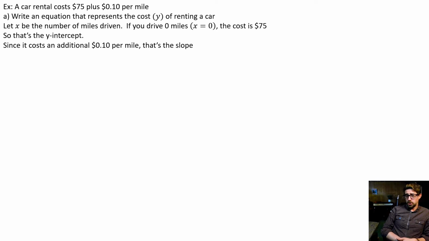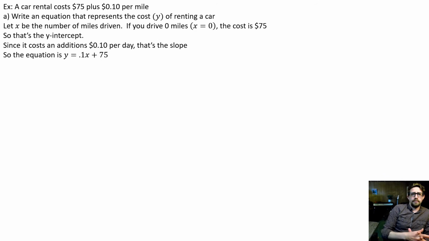Since it costs an additional 10 cents per mile, that's the slope we already established. Okay, so now, knowing what we know about slope-intercept form, the easiest way to put this into an equation is just to use that. So it's going to be 0.1x, right? It's mx, so 0.1x or 0.10x, but the 0 doesn't do anything, plus the intercept, which is 75. And please ignore these typos here. Don't look at them. Okay, so that's the equation. y equals 0.1x plus 75.